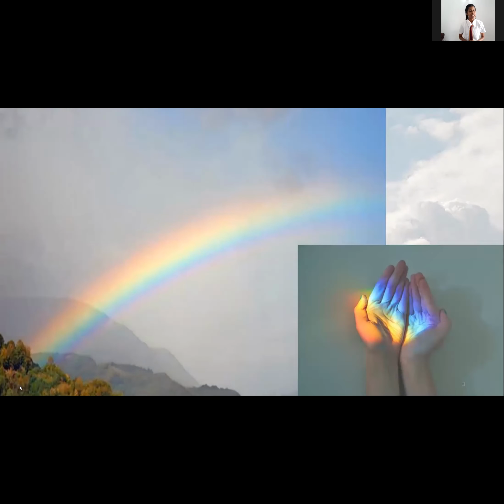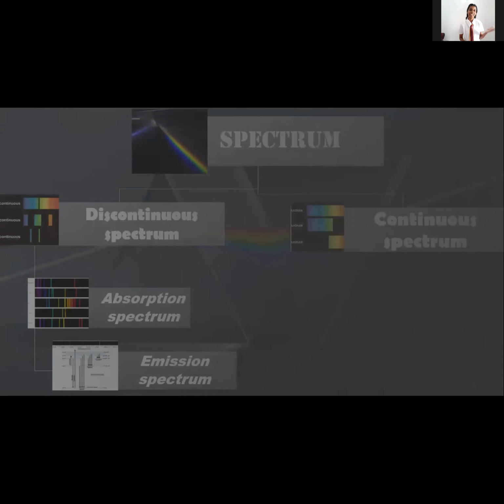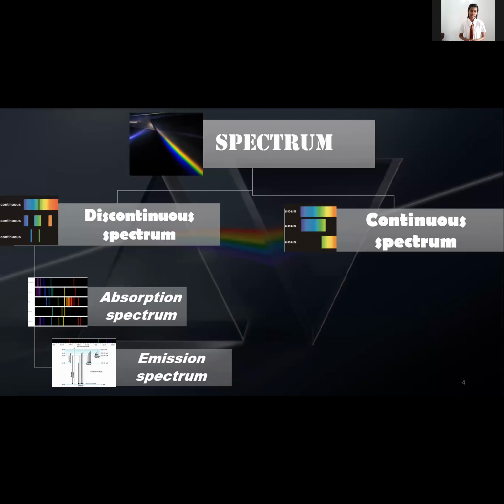The spectrum can be divided into two groups, the continuous spectrum and the discontinuous spectrum. The discontinuous spectrum can be further divided into two groups, the absorption spectrum and the emission spectrum. Today, we're mainly going to talk about the hydrogen emission spectrum, how it is formed, and how the electronic configurations are quantized accordingly. So Aloka and Kavindu will further explain how the hydrogen emission spectrum works. Over to you, Aloka.